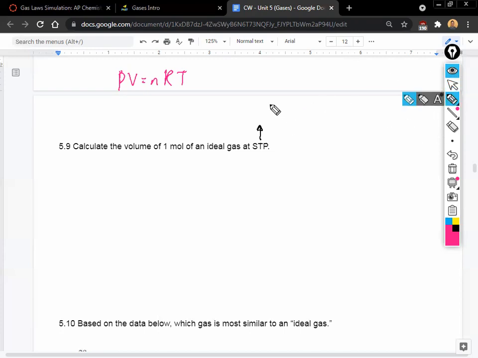So hopefully you're able to figure out that in STP, the pressure is 1 atmosphere and the temperature is 273.15 Kelvin. If you use those values, you should be able to solve it. I'll give you maybe another 45 seconds to fill that out, and then we will go over it together before moving on.